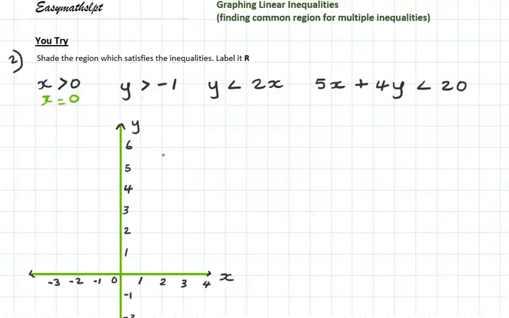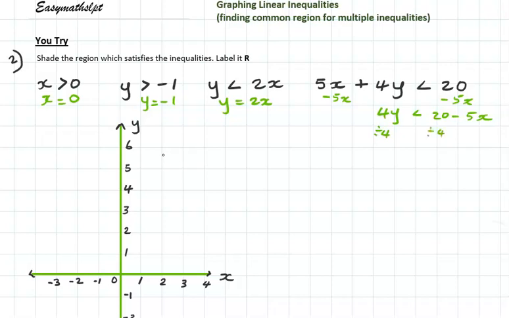Then we want to draw a graph for y is equal to negative 1. We want to draw the graph for y is equal to 2 times x. And the next one, we need to make y the subject of the formula. So if we minus 5x from both sides, we will now have 4y is less than 20 minus 5x. And then we divide by 4. Divide each of these by 4.